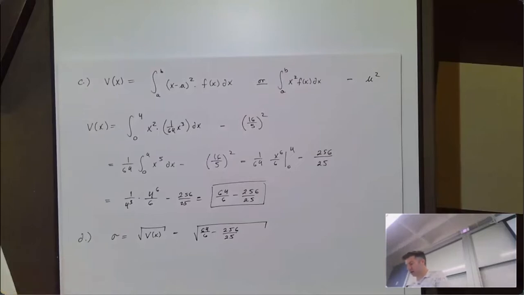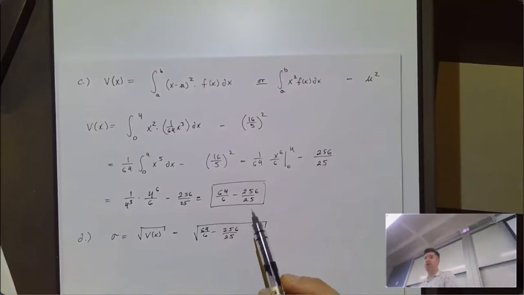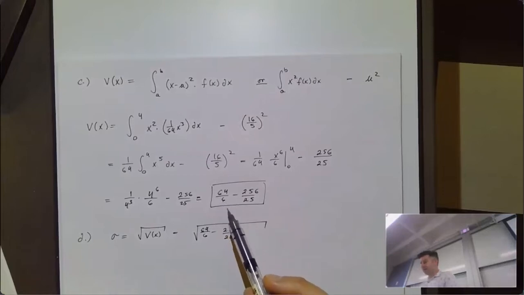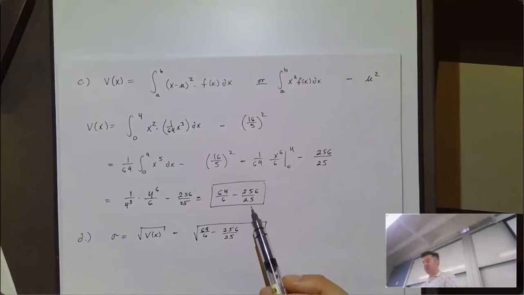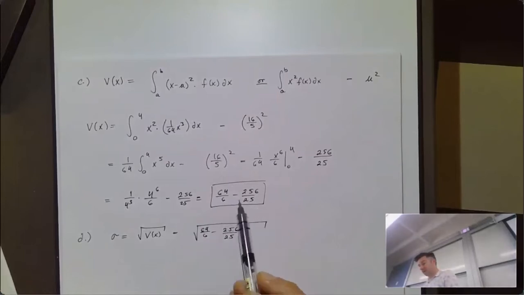This number up here is pretty small, right? Which is not atypical. 64/6 is just a little bigger than 10. 256/25 is also just a little bit bigger than 10. This one is a little bit more bigger than 10 than this one is. So the difference is positive, which it should be. The variance should always be positive, but it's worth noting, oh yeah, this is actually pretty small.